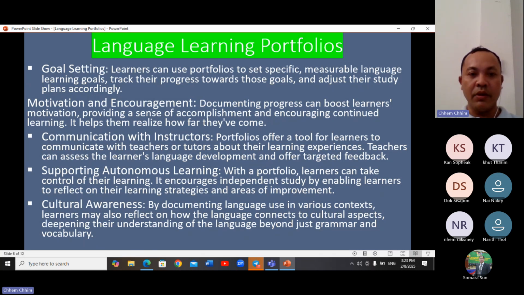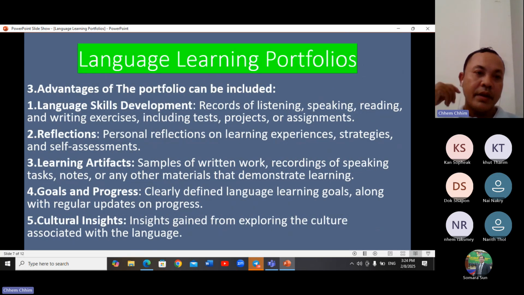Next, supporting autonomous learning. With portfolios, learners can take control of their learning and encourage independent study by enabling learners to reflect on their learning strategy and areas of improvement. And one more thing, cultural awareness. By documenting language use in various contexts, learners may also reflect on how the language connects to cultural aspects, deepening the understanding of the language beyond just grammar and vocabulary.